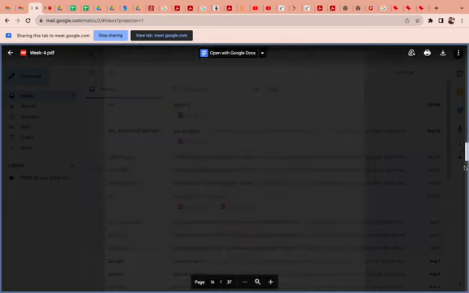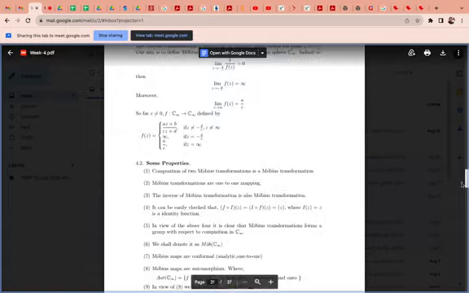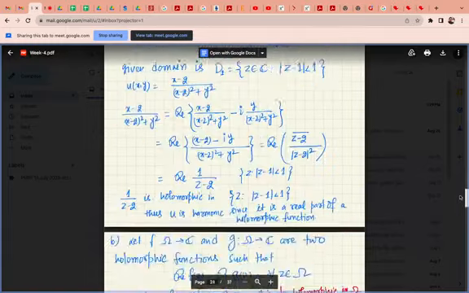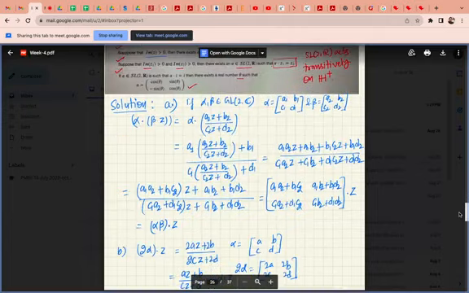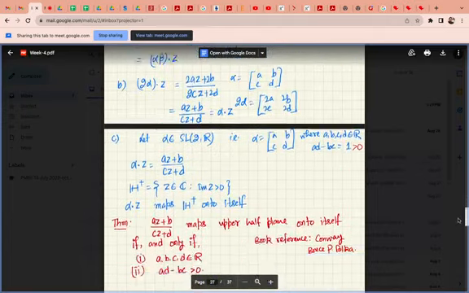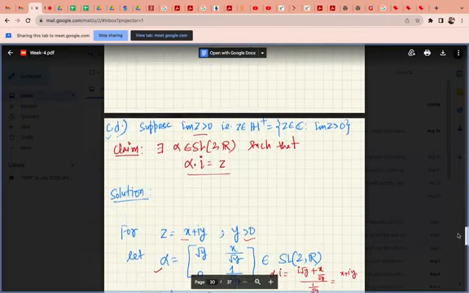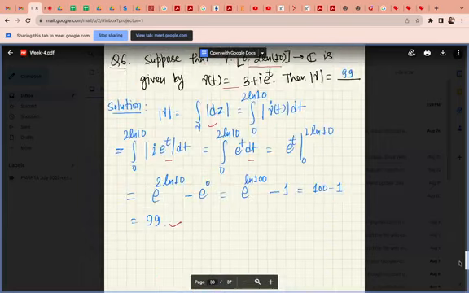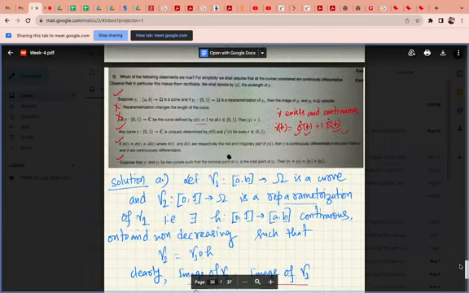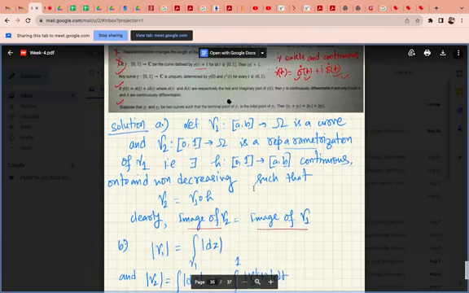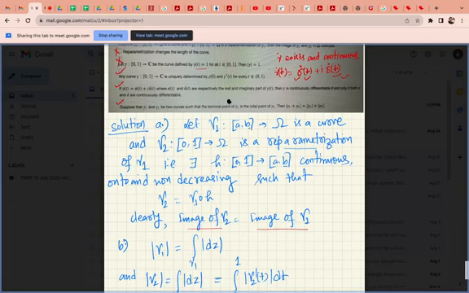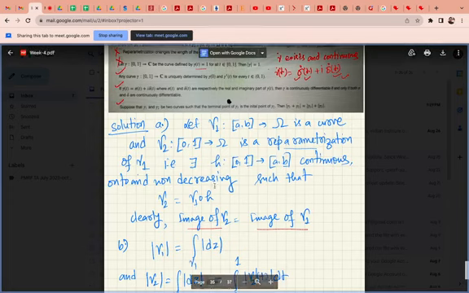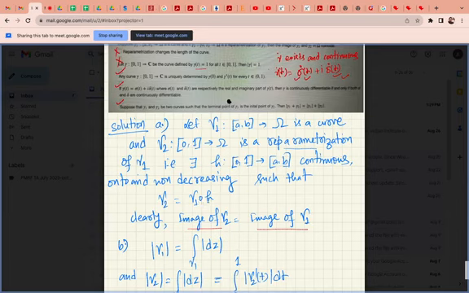So this is the week 4 assignment thing. Let me just go through the solution here. I think this is the one. Okay, yeah. So this is your reparameterization. So if gamma 1 is a curve and gamma 2 is a reparameterization, what does it mean? It means that there exists a continuous, onto, non-decreasing function h such that gamma 2 can be written as the composition of gamma 1 composition h.